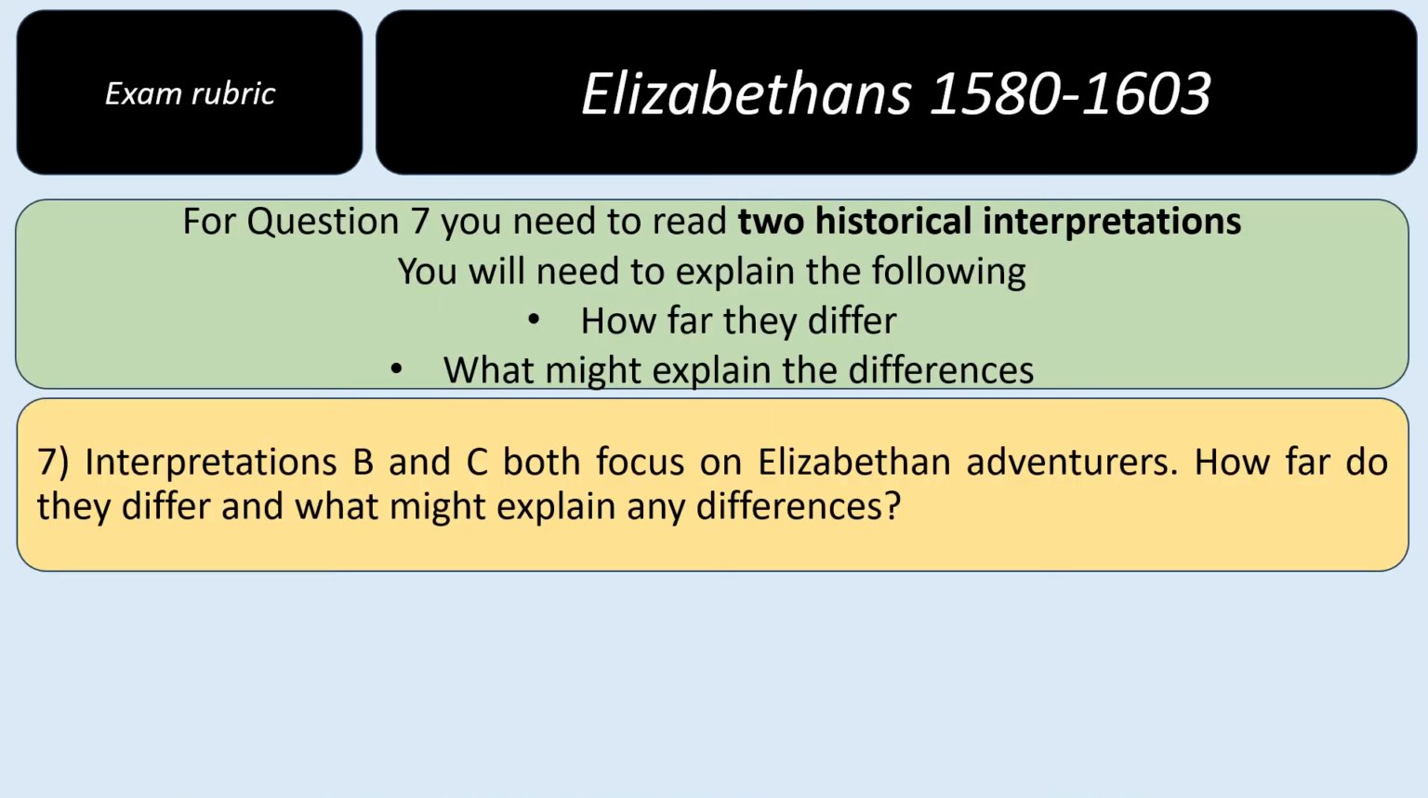So for question 7, you need to read 2 historical interpretations and you need to explain the following: how far they differ and what might explain the differences. So there's very much 2 parts to this question.